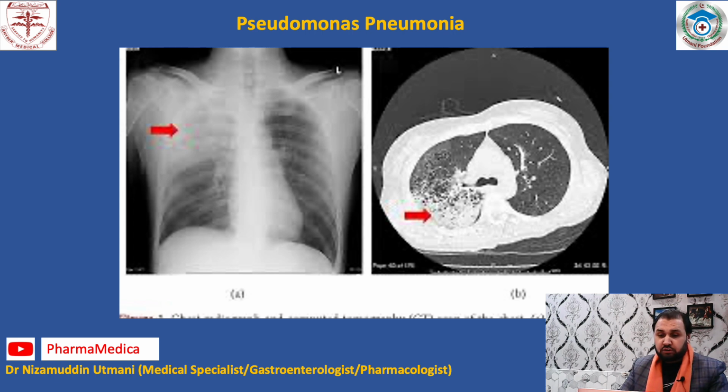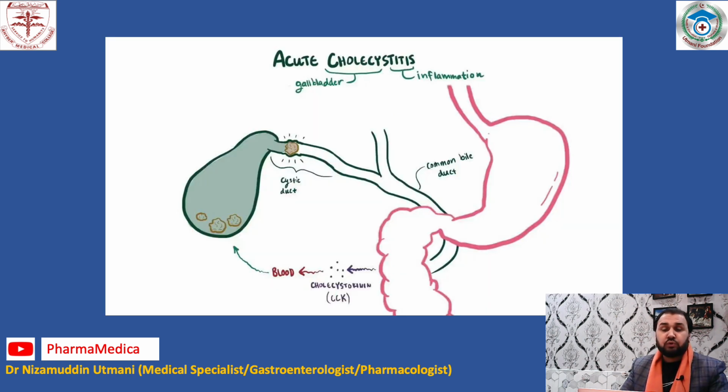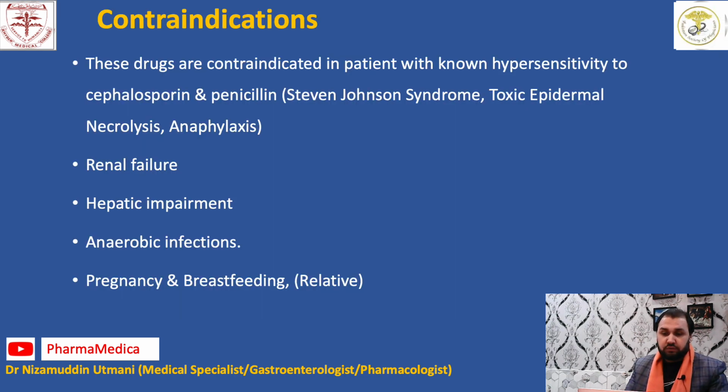This is Pseudomonas pneumonia, which occurs in bronchiectasis, and we use ceftazidime for the Pseudomonas pneumonia. Again, this is meningitis, we can use cefotaxime and ceftriaxone. Acute cholecystitis, we can use ceftriaxone because it has a higher concentration in the biliary fluid, and we can use oral cefuroxime.